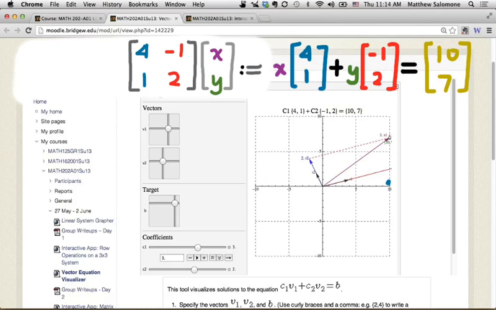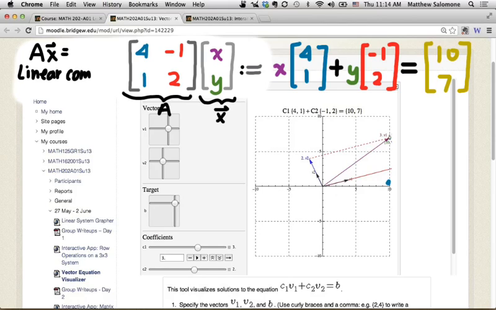So if I call this matrix A, as we are wont to do, and I call this vector x with a vector symbol on top of it, then to multiply A times x means take a linear combination of the columns of A. And the particular linear combination that we're taking is the linear combination whose coefficients are the entries of the vector x.